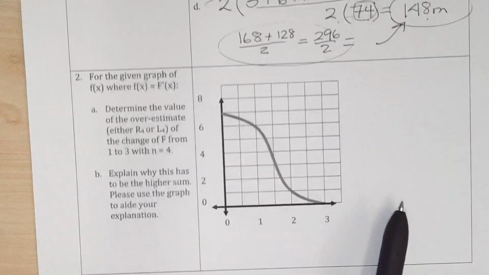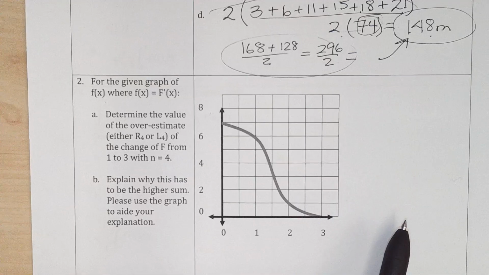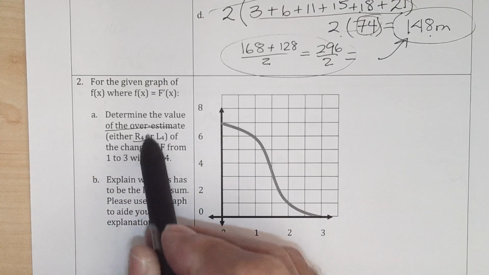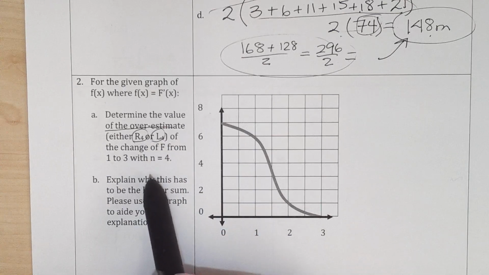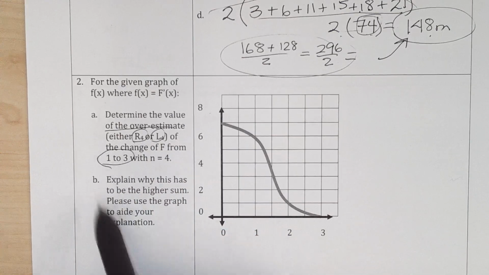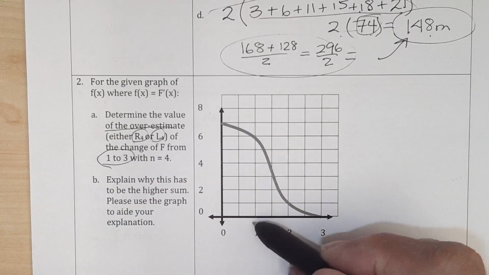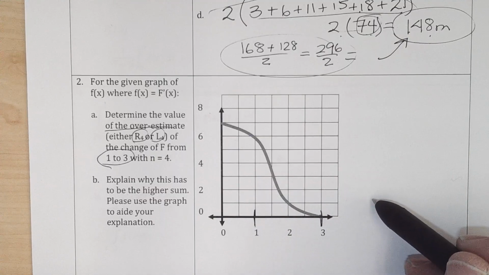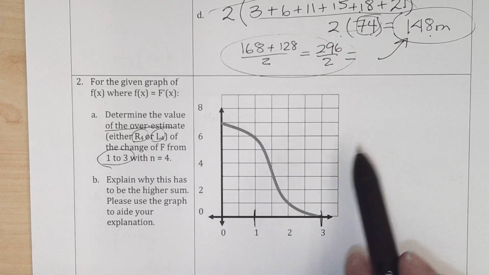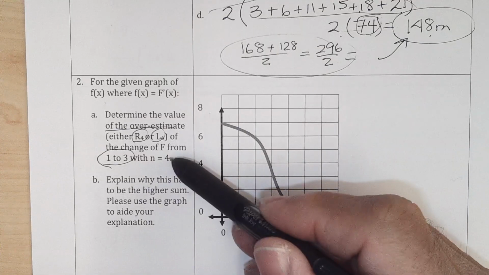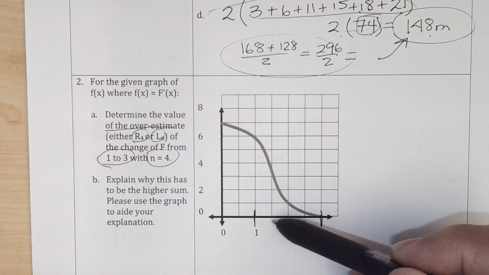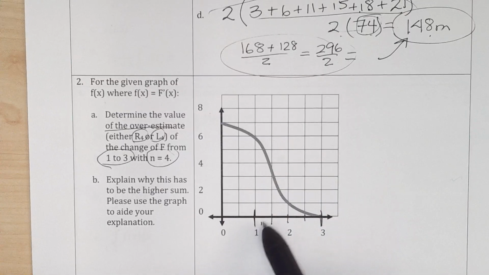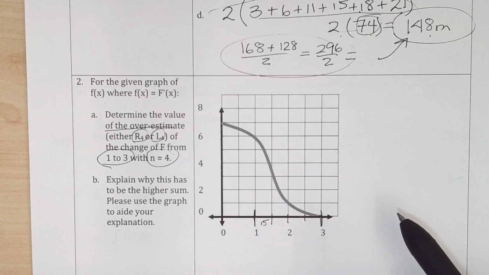Okay, problem 2. Determine the value of an overestimate, either right 4 or left 4, on the interval 1 to 3. From 1 to 3, and we want to be an overestimate, and we want to do 4 bars, so it looks like each bar would be 0.5 wide.